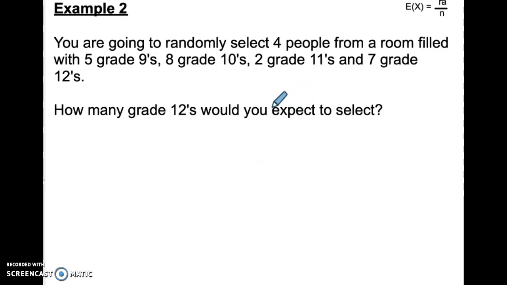Okay, so once again, let's make sure that we know that this is hypergeometric. Okay, you are selecting a specific number of people out of a specific number of people in the room. Okay, the people in the room would be N, and there is 5 plus 8 plus 2 plus 7. Okay. So there is a number of trials. You do have a probability of success or failure, right? You have a probability of getting a grade 12 or not getting a grade 12. And as soon as you've selected one grade 12, your probability of getting another one changes. So that means it is dependent. So it is hypergeometric.